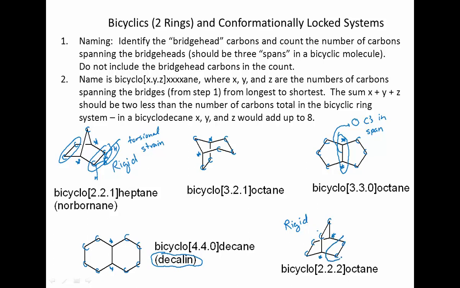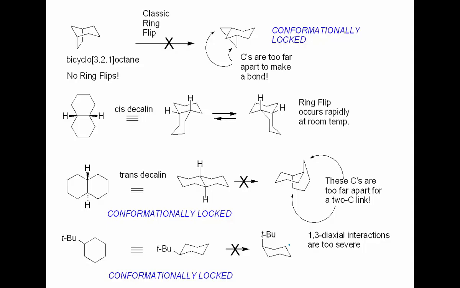In bicyclo-2,2,2-octane, we have actually 3 pairs of eclipsed carbons. The other ring systems here have a little bit more flexibility, but not as much as you might think.